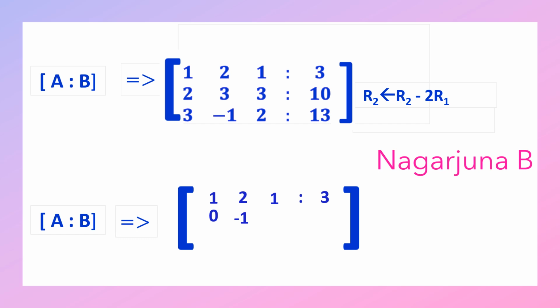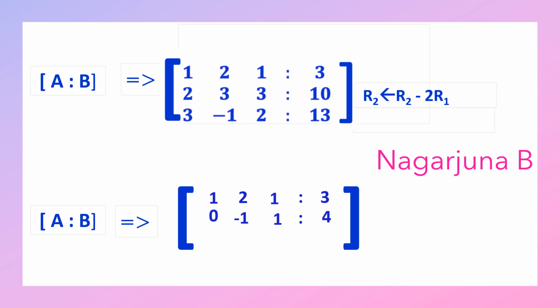The next element is 3, and the next element of R1 is 1. So 3 minus 2 into 1. Minus 2 into 1 is minus 2. 3 minus 2 is 1, colon. The next is 10, that is of the second row, and for the first row it is 3. So 10 minus 2 into 3. Minus 2 into 3 is minus 6. 10 minus 6 is 4.